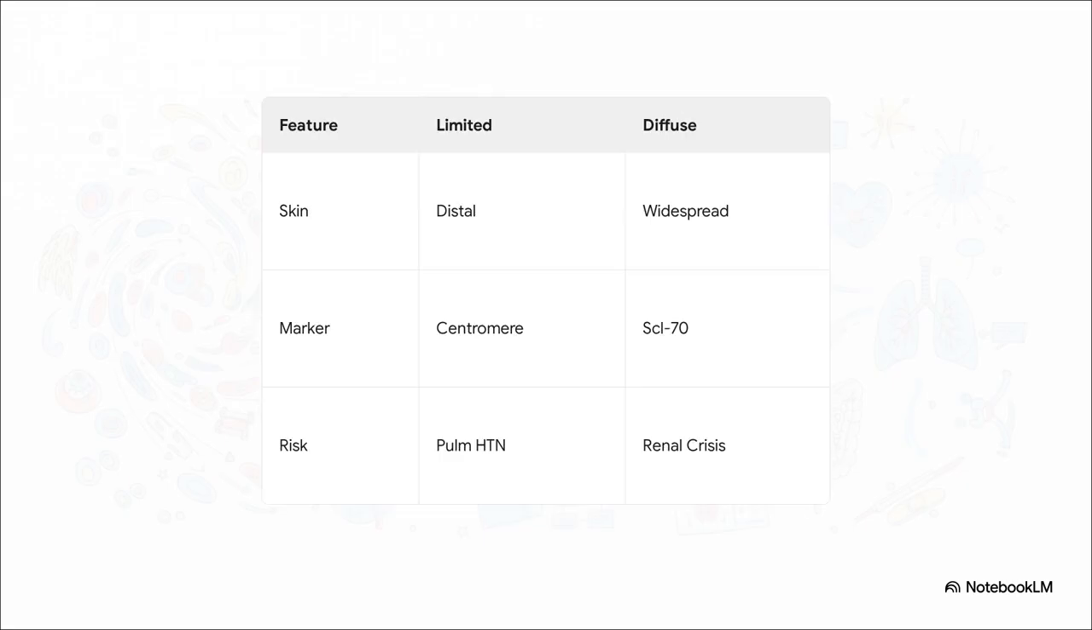Finally, let's attack Module 3, systemic sclerosis or scleroderma. This entire disease is driven by the excessive pathological deposition of types I and III collagen. And it strictly splits into two completely distinct phenotypic pathways, based largely on their catastrophic endpoints. We're looking at limited scleroderma versus diffuse scleroderma.